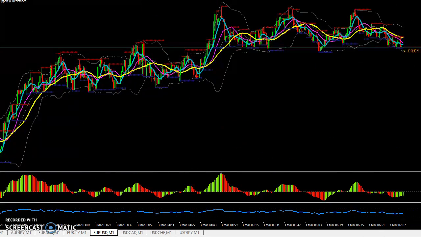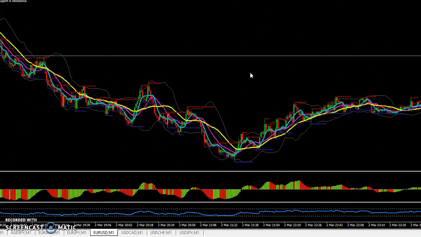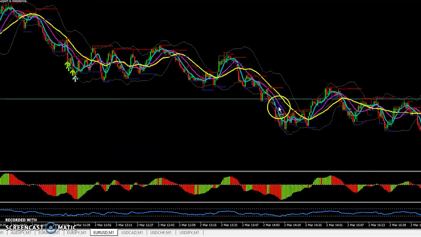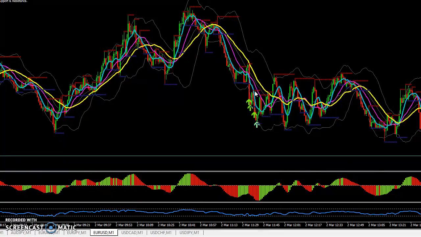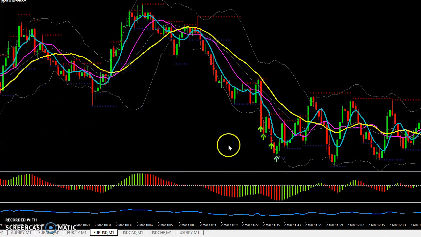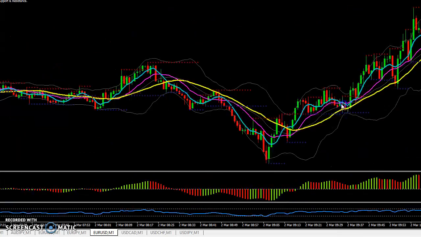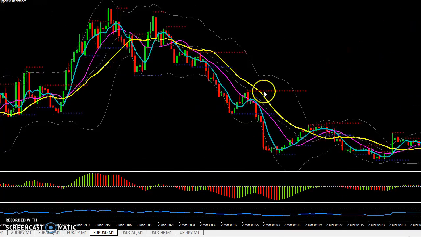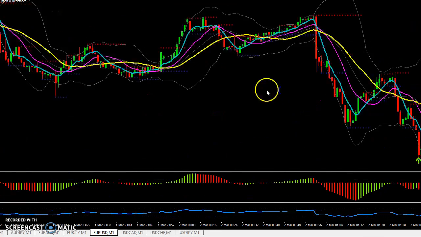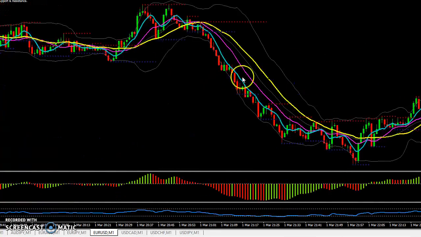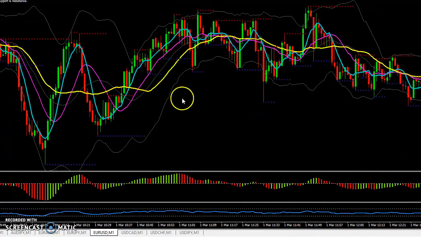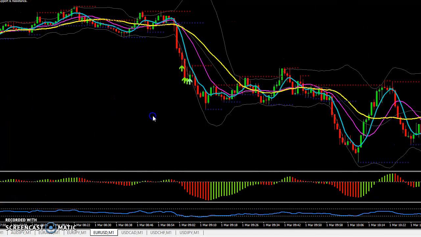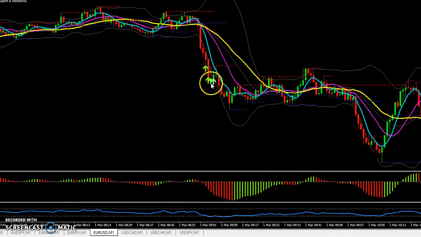Beautiful JWB 1.0. One. Okay, so let's see here. Let's go forward on this one. We got 1, 2. 1, 2. 1. And I did remove the SR indicator from this pair because this pair is prone to breakouts.